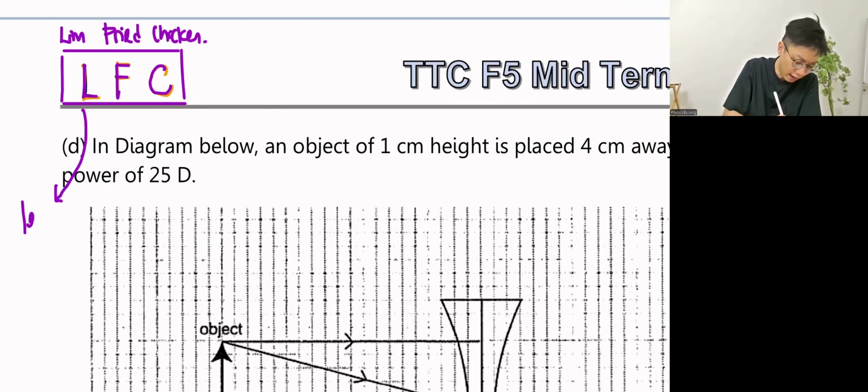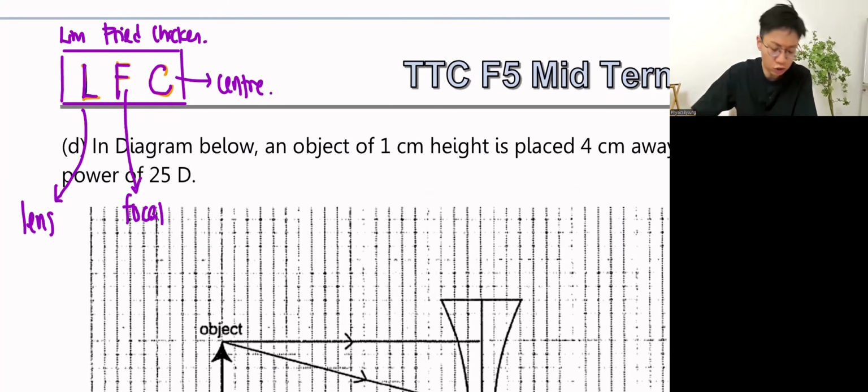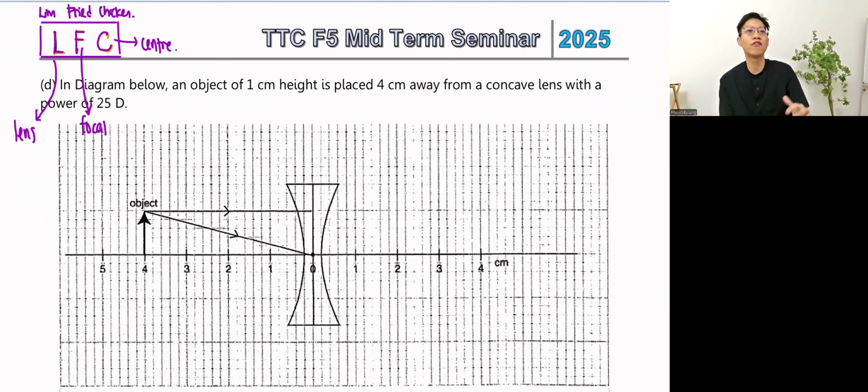L stands for lens, F stands for focal, C stands for center. So we have lens, focal, and center. How can we solve this lens, focal, center problem? Check first, guys.